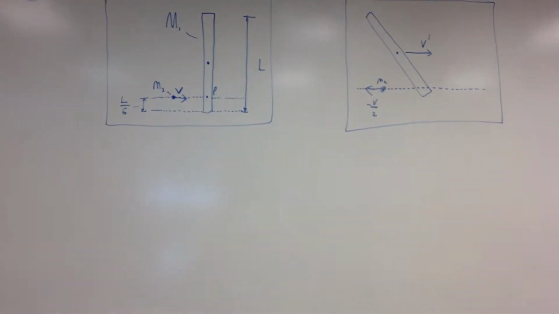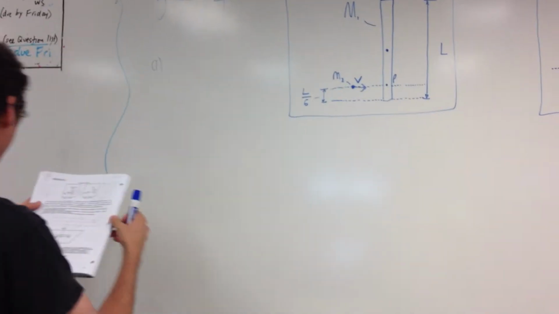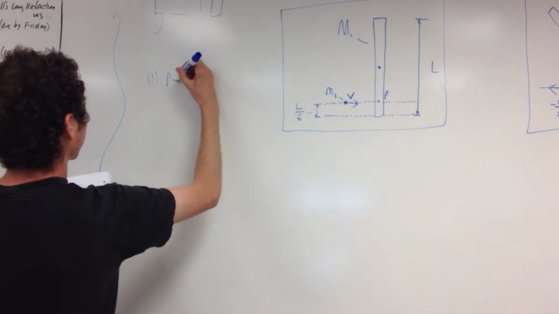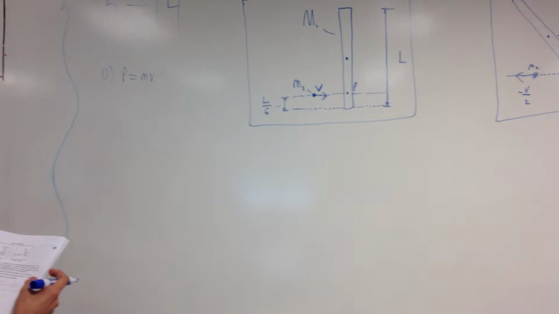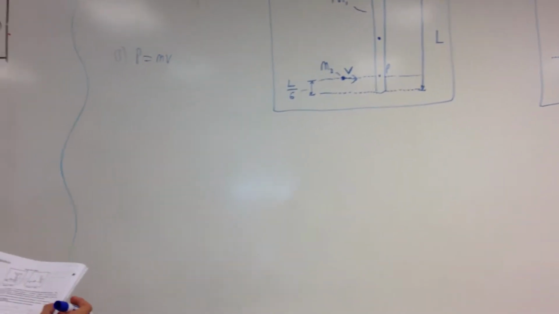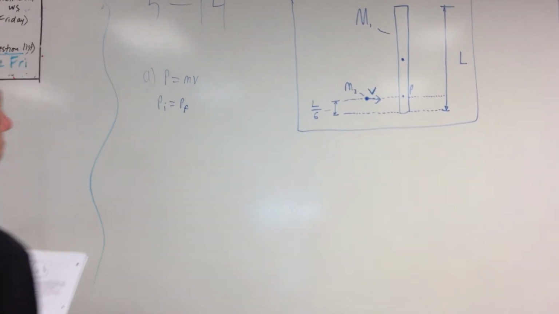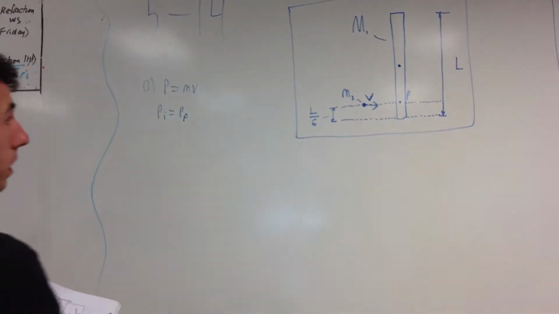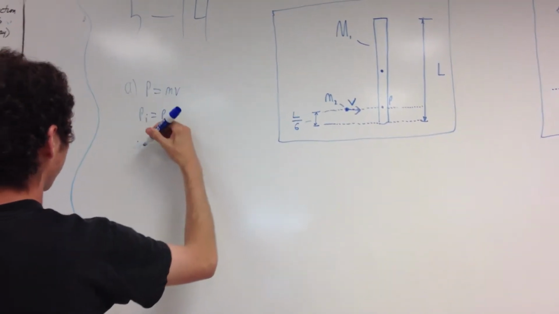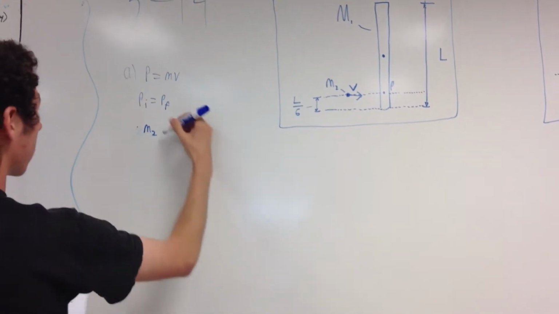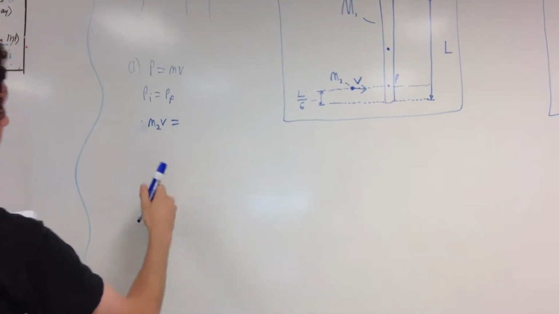So, following the principle of conservation of linear momentum, as it tells you to do, first off, momentum equals mass times velocity. Since momentum is conserved, we can use momentum initial equals momentum final. The initial momentum of the whole system is just going to be the momentum of mass 2, which is mass 2 times velocity. This is equivalent to momentum final.